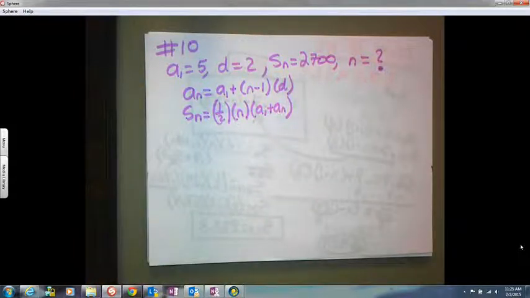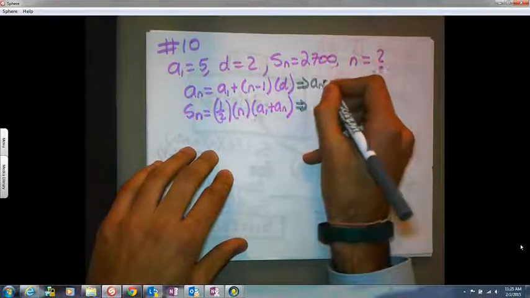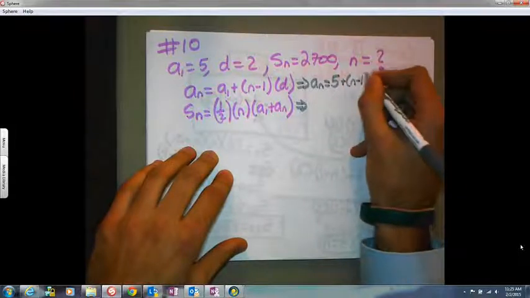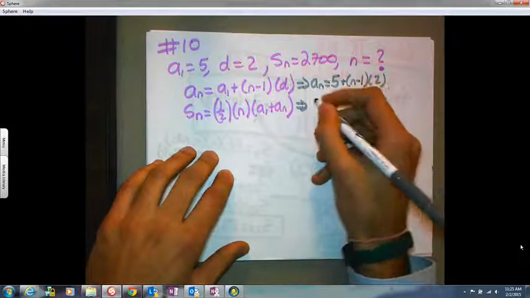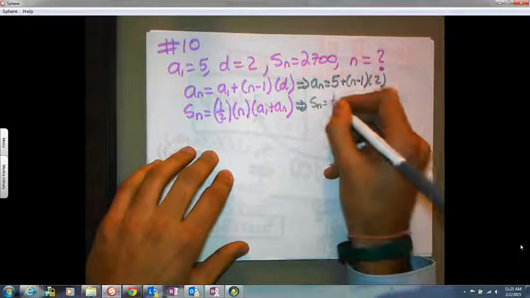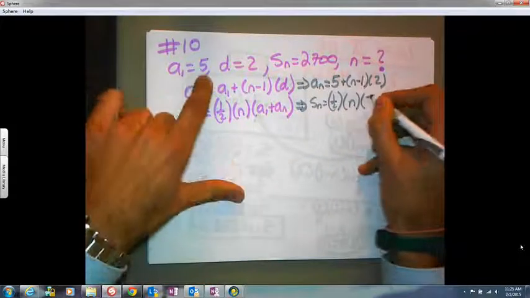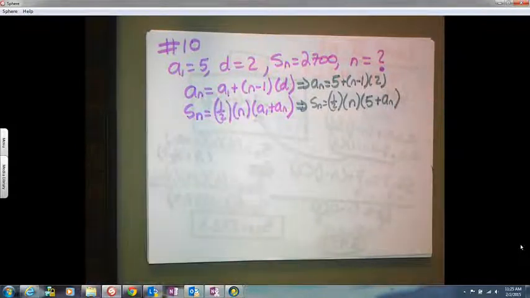I would then go ahead and just plug in what I know into both formulas. So I just rewrite both formulas, plugging in what I know to see what might be helpful. Here's what we've got, after we plug in everything we know.